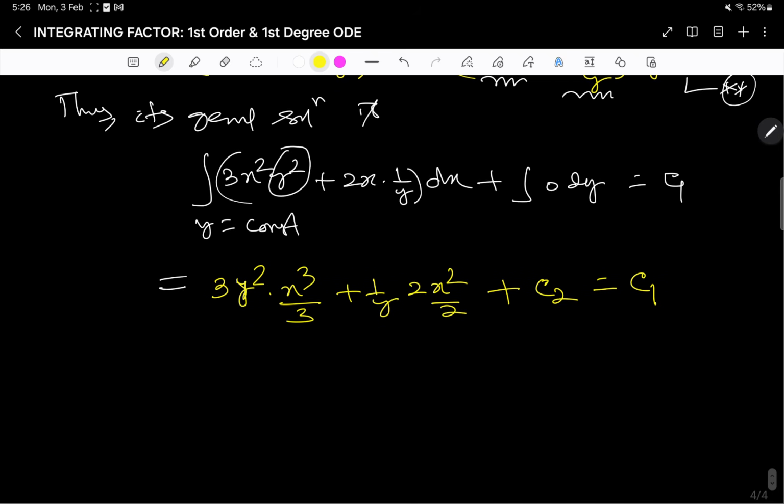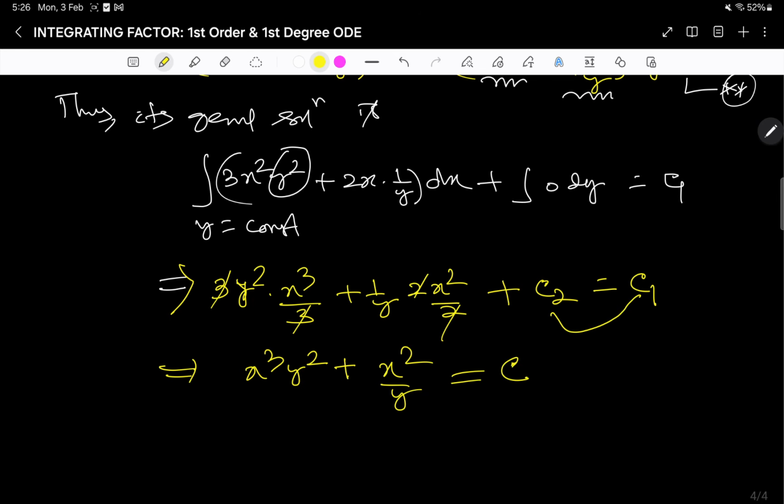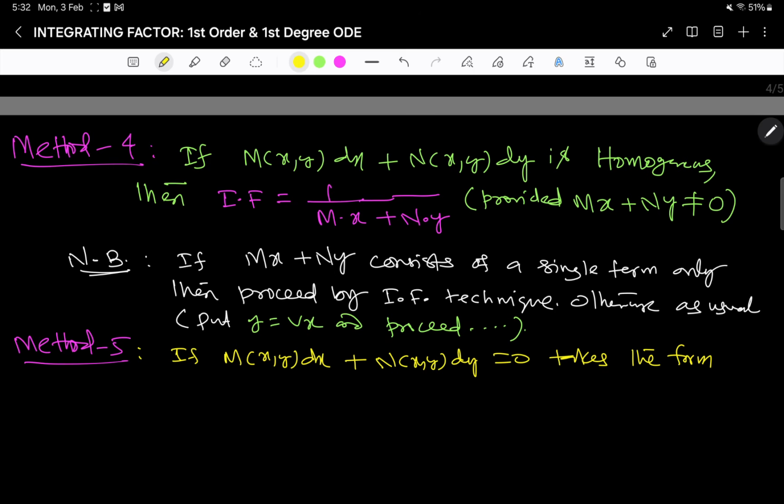Now you adjust them: this 2 and 2 cancel, 3 and 3 cancel. So this implies x cube y square plus x square by y. Now this constant c1 minus c2 is my c. So this is my answer. Now coming to the fourth methodology. Now coming to two more methods.